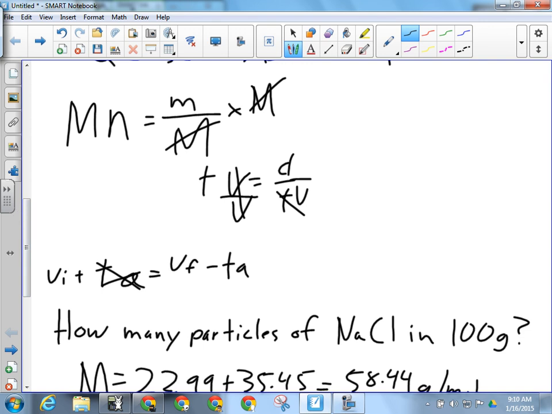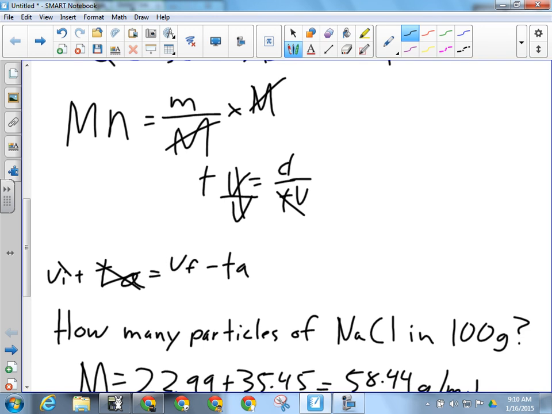I didn't divide, I added it. Oh, sorry. Well, couldn't you just move VI, or do you have to move VI then move T? The reason I moved VI and then moved T times A is to make VI positive. You're right, I could just subtract VF over to this side, but then I'm going to get a negative answer.